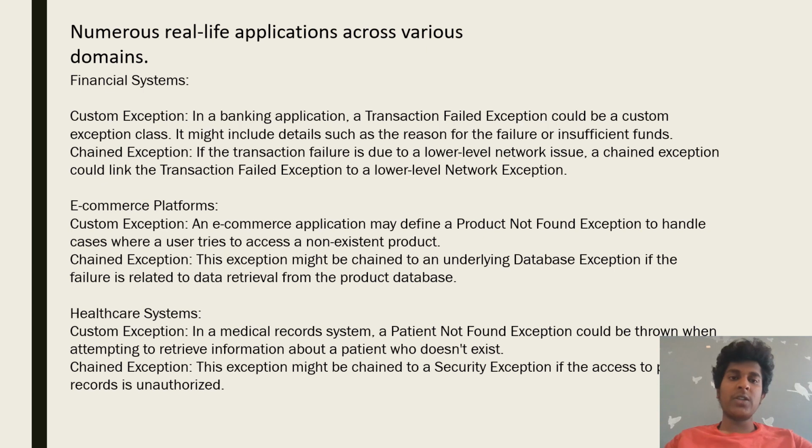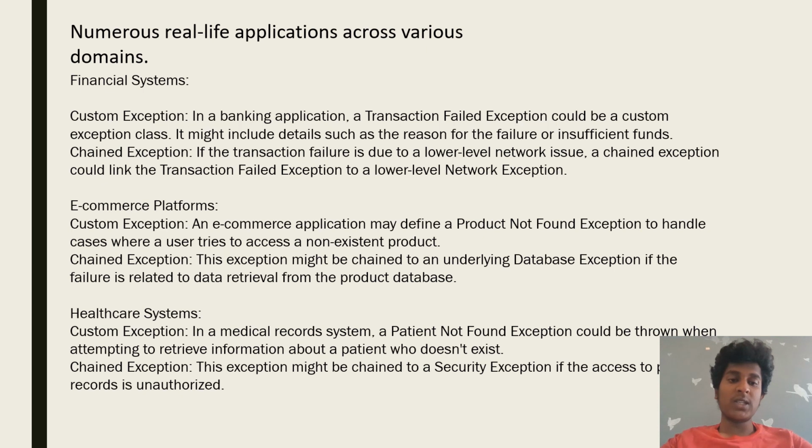There are numerous real-life applications across various domains. Financial systems. Custom exceptions: in banking applications, a TransactionFailedException could be a custom exception. It might include details such as the reason for failure or insufficient funds. Chained exceptions: if a transaction fails due to a lower level network issue, a chained exception could link the TransactionFailedException to a lower level network exception.